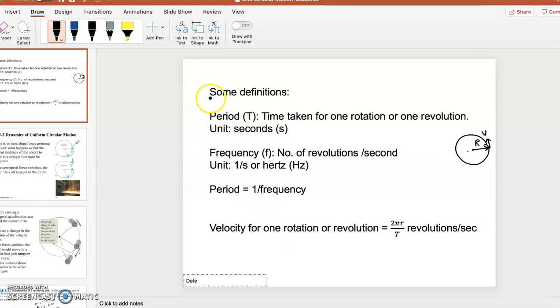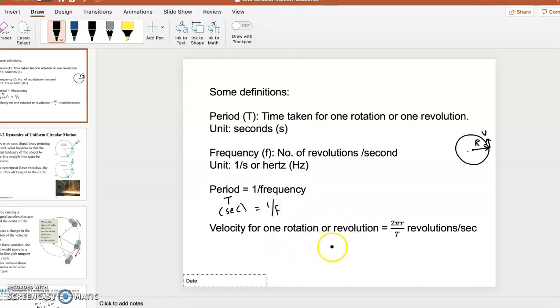I just want to review these definitions with you. I would suggest that you read them. This is the frequency. The frequency is given by revolutions per second, which in earlier classes you may have taken as hertz, or 1 per second. Basically, it's revolutions per second, so the unit is 1 per second, hertz. And the period, which is the time in seconds, is 1 over that frequency.